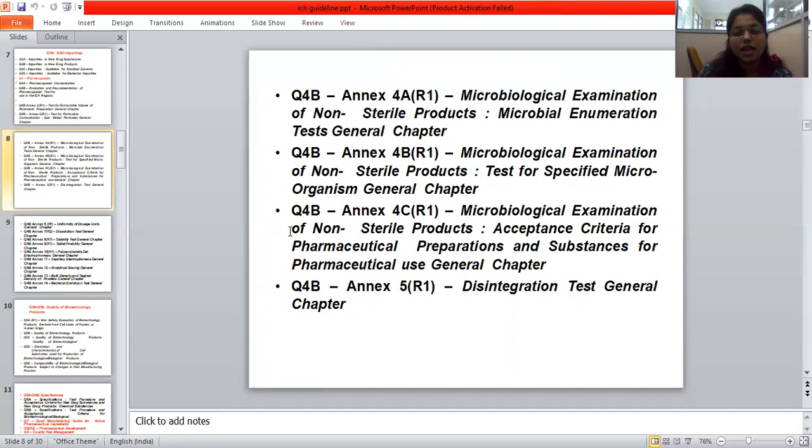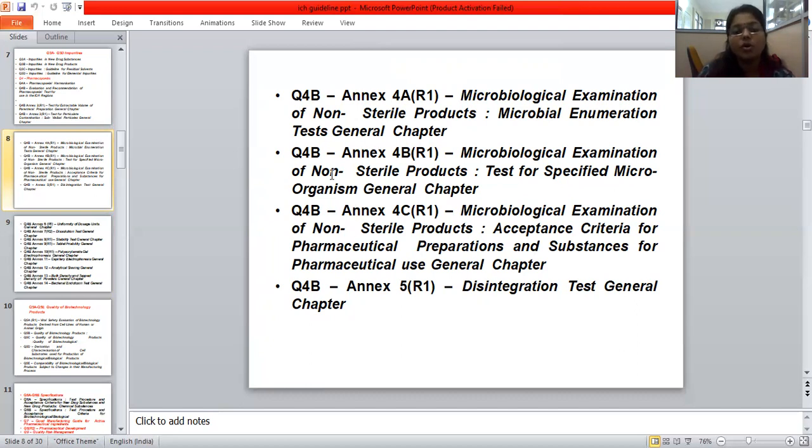Q4C guideline R1, you can see here the A, B, C guidelines. We have already seen the Q4A, Q4B and Q4C guidelines. The Q4B guideline for non-sterile product tests and specifications is given in the general chapter: the microbiological examination of non-sterile products, with acceptance criteria for pharmaceutical preparations and substances for pharmaceutical use. So how to prepare the substance, and their acceptance criteria, is given in the Q4B Annex 4C R1 guideline. So this is the annexure.